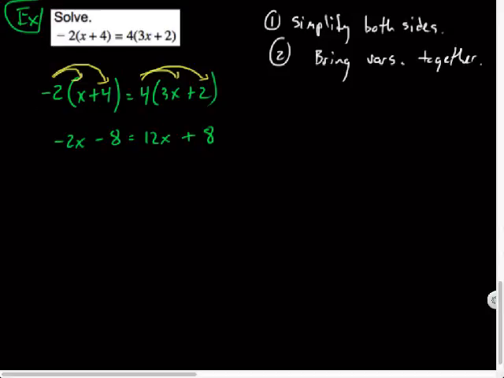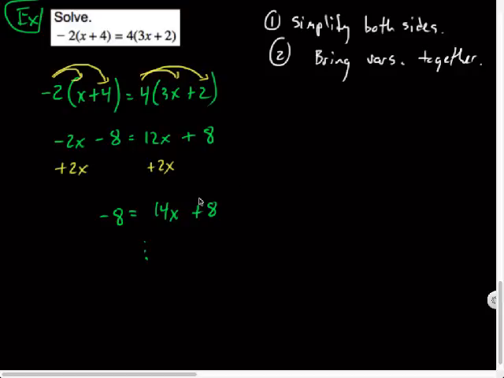And then what would I do to bring the variables together? Yeah, I'd move the little guy to the big guy. Add 2x is the only way to undo that negative 2x there, right? You guys agree that these would cancel each other out, which is what I want. So we'd get negative 8 is equal to, how many x's is that? 14x plus 8. And I'm just going to dot, dot, dot that with an ellipsis, because you guys know what to do from there.